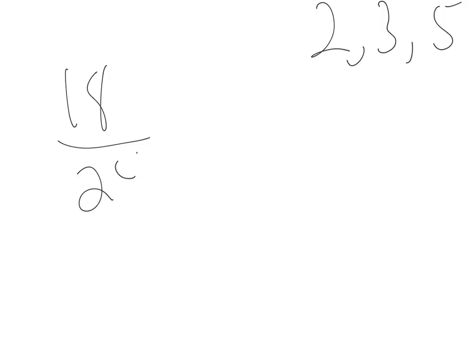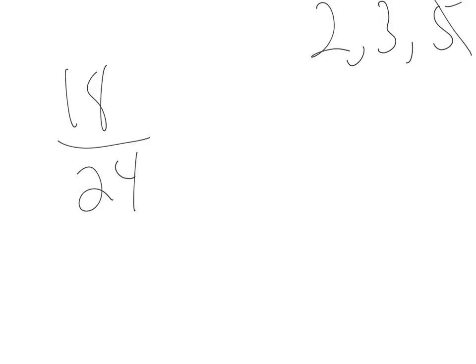First rule here is 2, 3, 5 to simplify. And we got 18 over 24. And we're going to simplify this fraction, put it in lowest terms. First thing, we look at the numerator and see if 5 goes into 18. Well, 5 does not go into 18, so I'm going to cross 5 out.